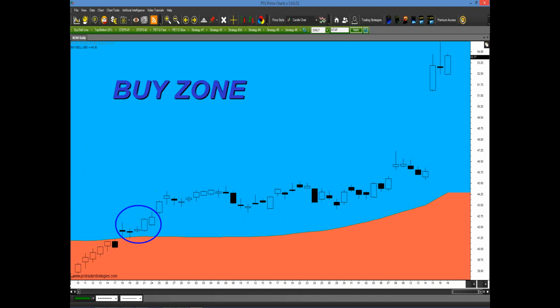But this is just telling you whether you should be a buyer or seller. It does not say buy at the market. This is not a strategy. This is just telling you which side of the fence you should be on.